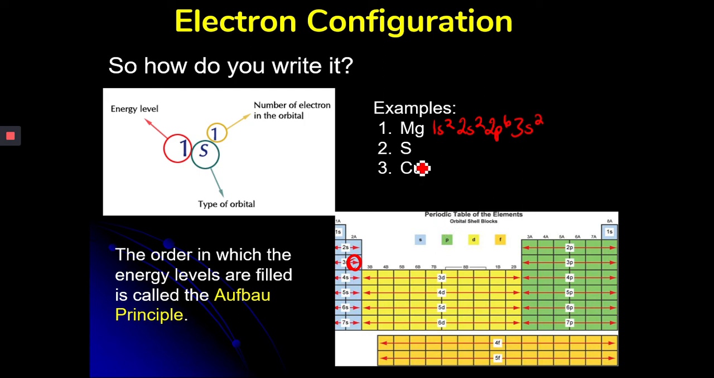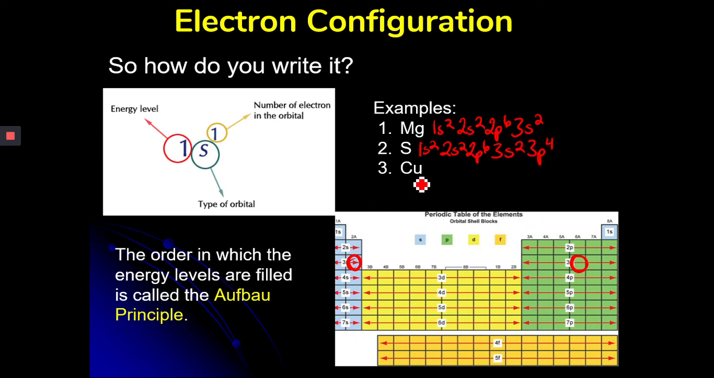Sulfur, which is number 16, is found right here. So again, starting at the beginning, 1s2, 2s2, keep coming across, 2p6, 3s2, again, puts us at magnesium. We're going to keep going. 3p, and then sulfur is the fourth element in, so it's 3p4.